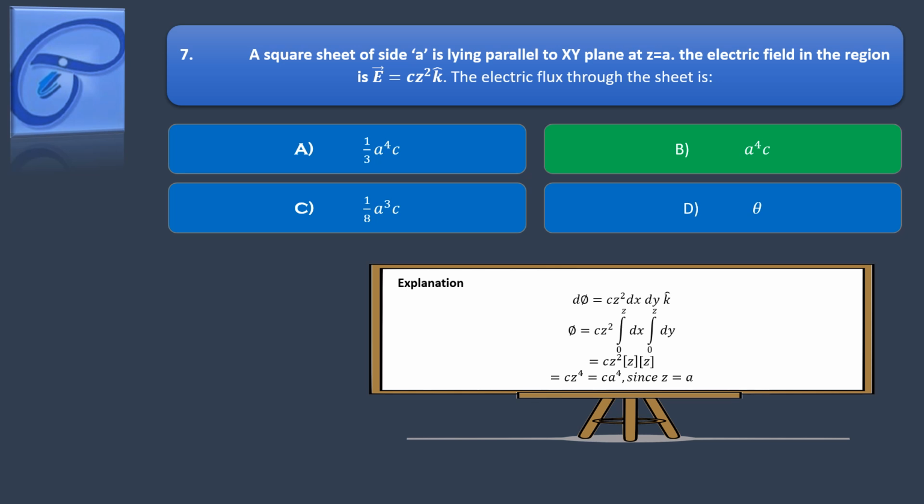We know d phi is equal to cz square dx dy k vector. By integrating, phi is equal to cz square, integral 0 to a dx, integral 0 to a dy, which is equal to cz square times a square. Now it's given z is equal to a, so c a raised to 4. So the right option is b, a raised to the power 4 c.